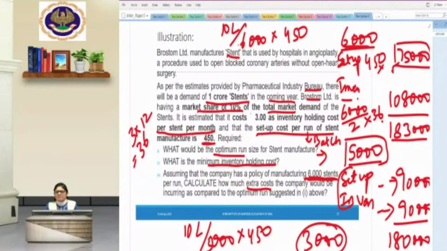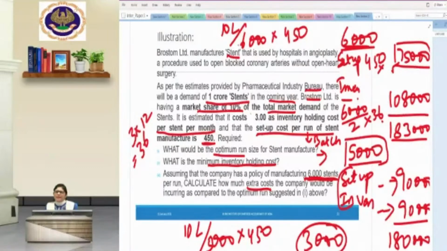So that's why we say 5,000 is the optimum run. Here it is proved. Why do we call it the optimum run? Because the total cost of the setup and inventory will be the minimum. You can take any combination: you produce 7,000, 10,000, or 15,000 in one batch. You can experiment with trial and error on different batch sizes and calculate as per each. You will see the economical batch size should be 5,000 stents in one lot.